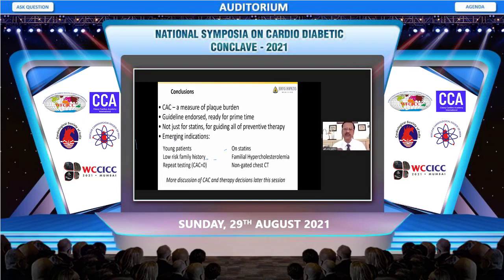Even if they are non-gated, you're going to pick up the calcium when you're doing it for all other purposes, like COVID these days. So I always make it a point asking the department to send me the COVID CT running videos so that you also look for whether there are calcium plaques in the coronary vessels.